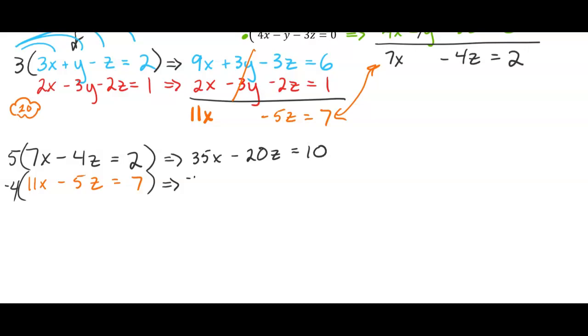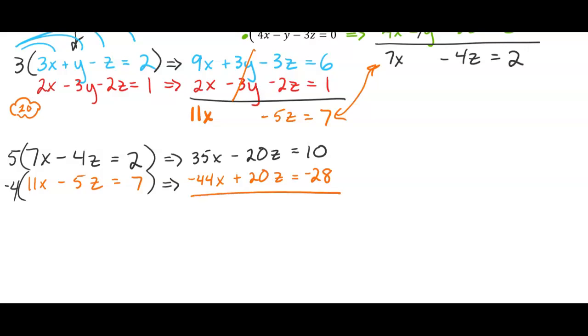So I get a negative 44x plus 20z, that's what I wanted, and a negative 28 on the other side. Oh, I forgot to write it in orange. I know you don't care, but I'm going to write it in orange. Okay, took all that time to get the orange. Double check my multiplying, which isn't a bad idea.